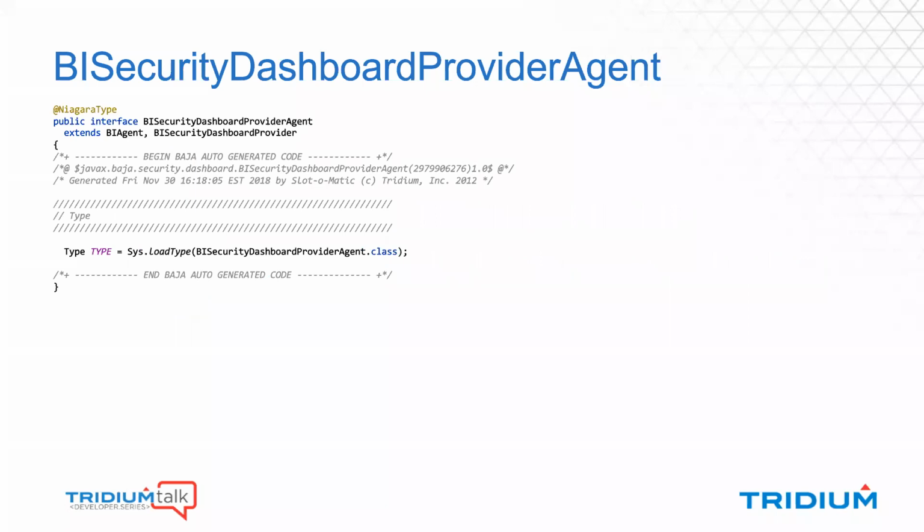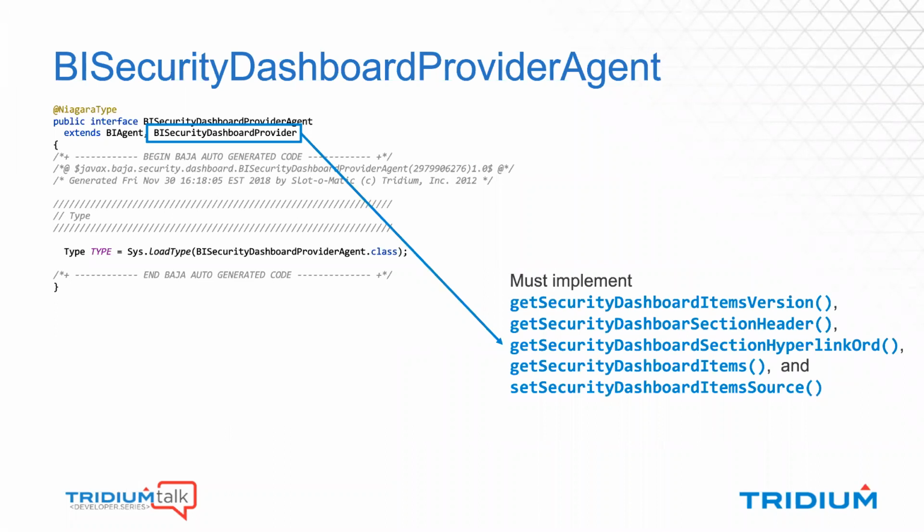The source code for this one isn't particularly interesting. We can see it extends BI agent and BI security dashboard provider. It doesn't have any new methods, and the real difference is how it's handled by the framework. Of course, since it extends security dashboard provider, you do have to implement all the methods that we've already talked about today.